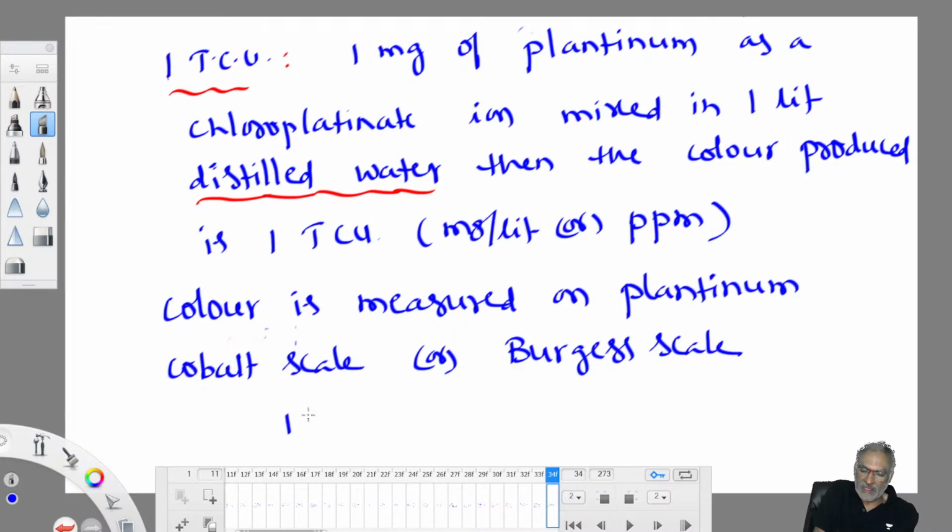1 TCU is also known as Hazen unit. So it is also expressed in terms of Hazen units. Okay, just remember Burgess scale. So these points you have to remember.